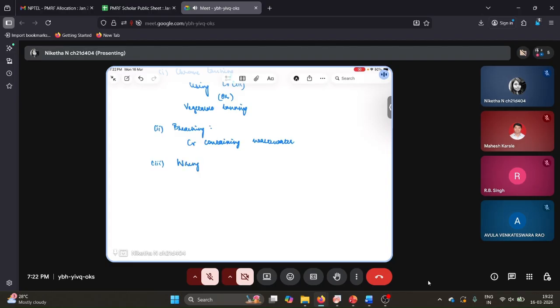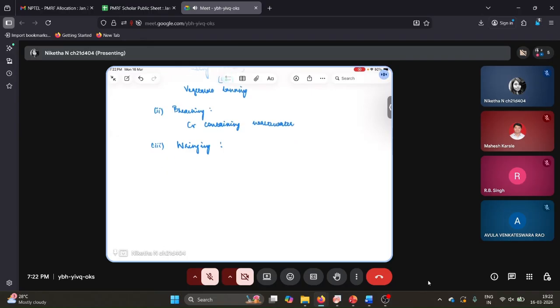The next step is wringing. Usually when you put clothes to dry, we wring them, right? We twist them and we squeeze them to remove excess water. So that's what we do with animal hide also. We wring it and we remove the excess moisture.